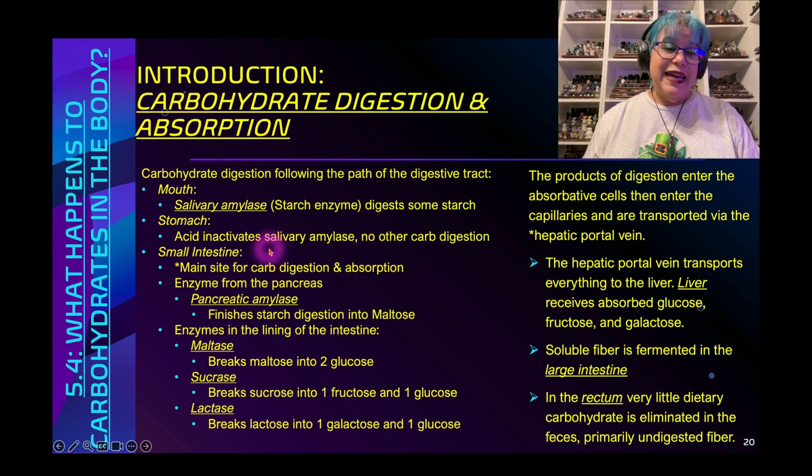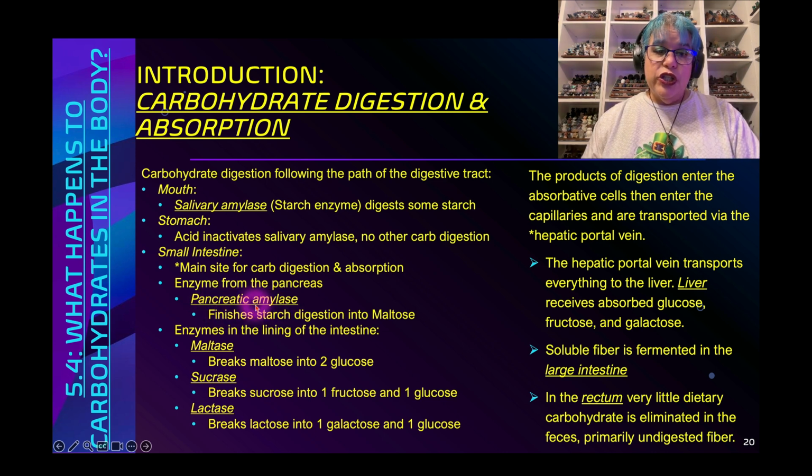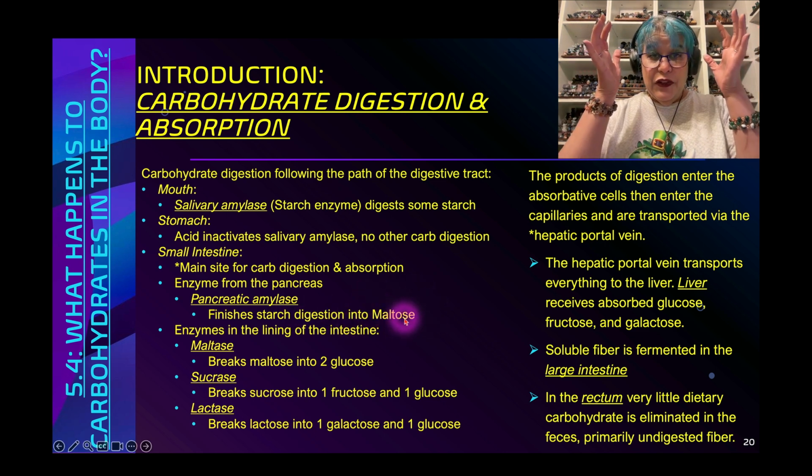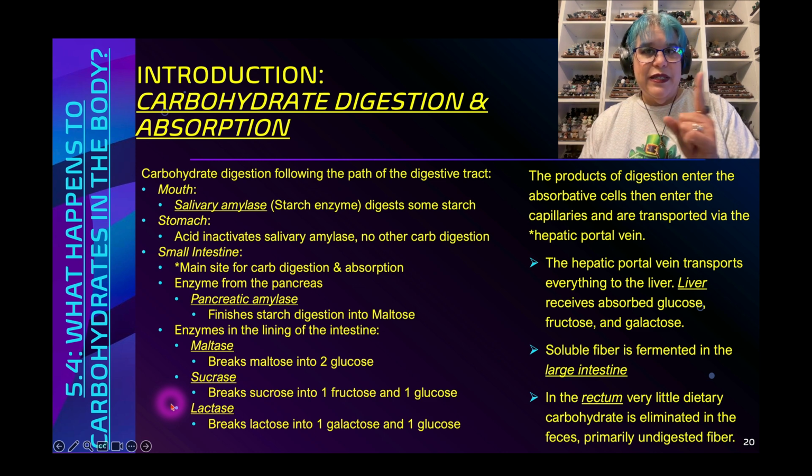When we hit the small intestine, this is the main site for our carbohydrate digestion as well as our absorption. Enzymes from the pancreas are going to be pancreatic amylase. Remember, amylase is a starch enzyme. So any starch that was left over from the mouth is now going to be digested by the pancreatic amylase, and it's going to turn it into maltose. Now, along the lining of our intestine, we also have enzymes. We've got maltase, sucrase, and lactase. Remember, anything ending in ase is going to be an enzyme.